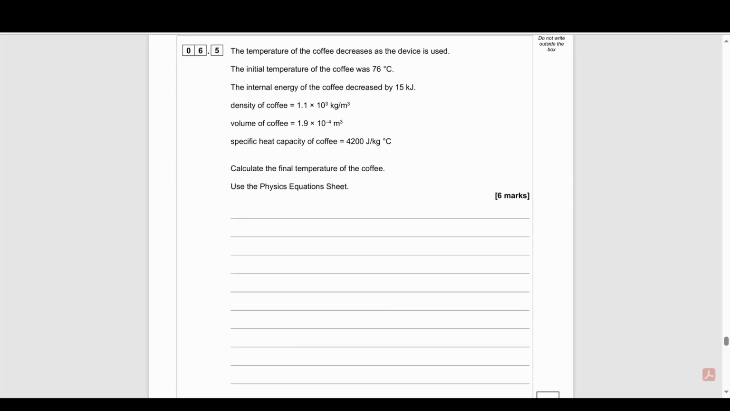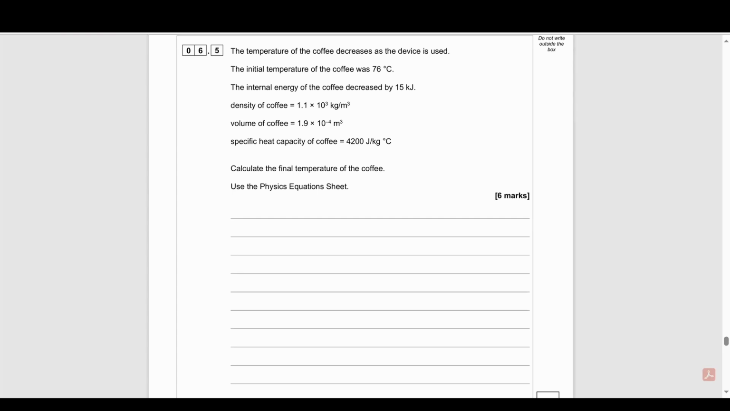6.5. The temperature of the coffee decreases as the device is used. The initial temperature of the coffee was 76 degrees Celsius. The internal energy of the coffee decreased by 15 kilojoules. The density of the coffee is 1.1 times 10 to the power 3 kilograms per meter cubed. The volume of the coffee is 1.9 times 10 to the power minus 4 meter cubed. The specific heat capacity of coffee is 4,200 joules per kilogram degrees Celsius. Calculate the final temperature of the coffee.